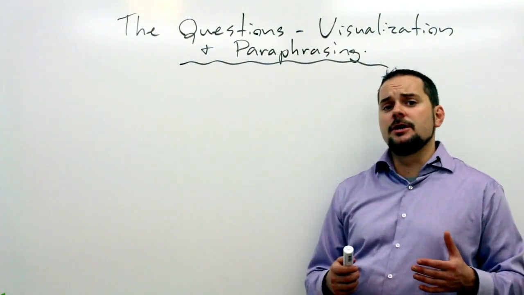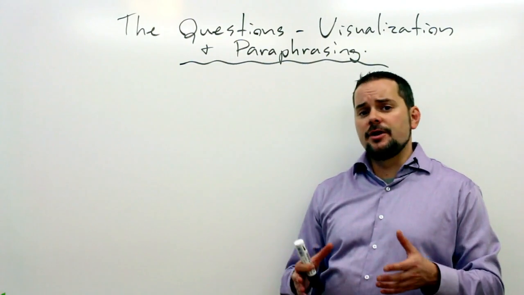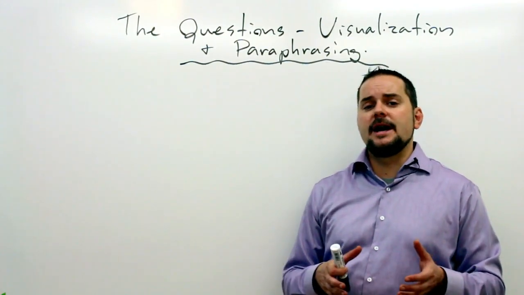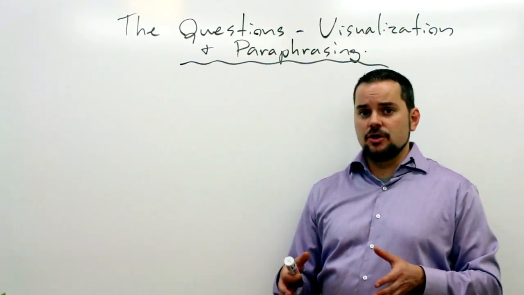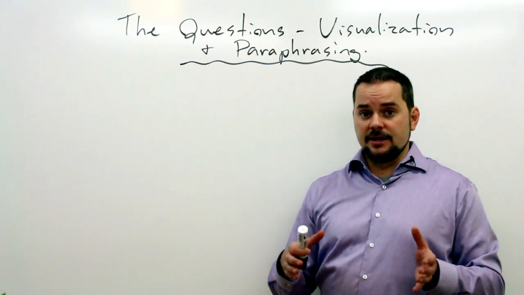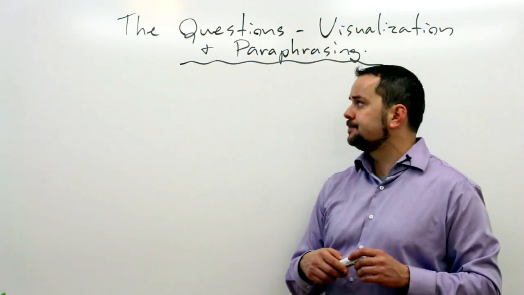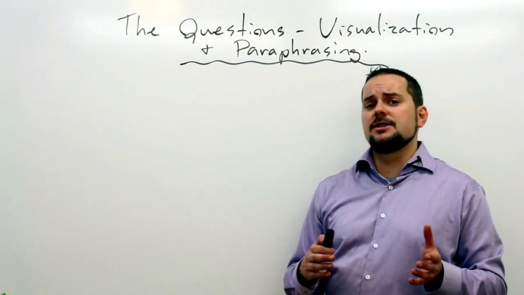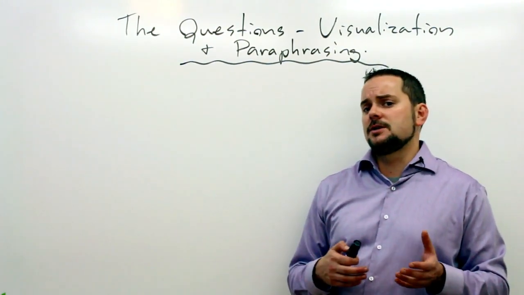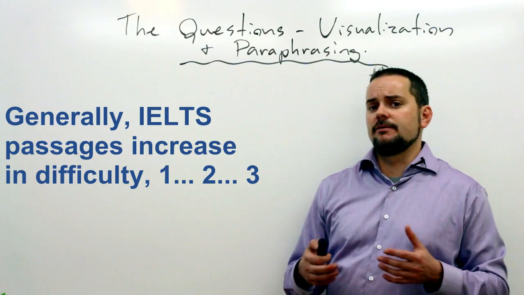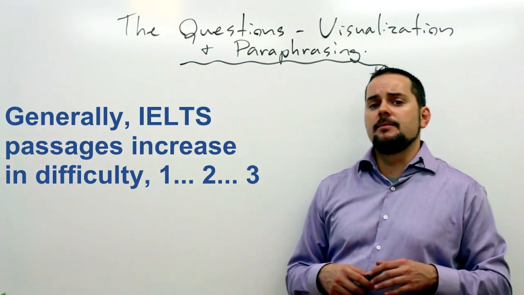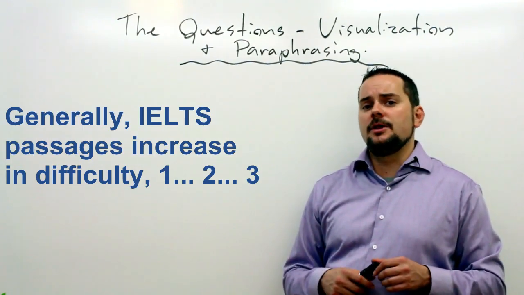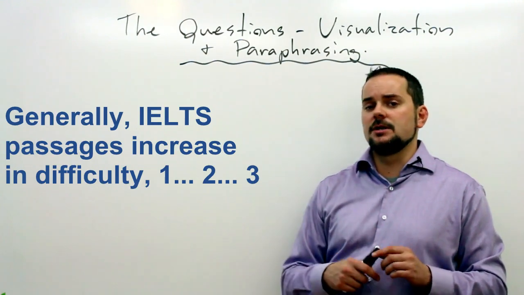In the reading section, passage 1, generally speaking, will be the easier passage, then passage 2 will be more difficult, and finally passage 3 will be the most difficult. Sometimes students say that they find the second or third passage easier. This is usually because they're more familiar with the topic from their own experience. But generally speaking, the passages do increase in difficulty.